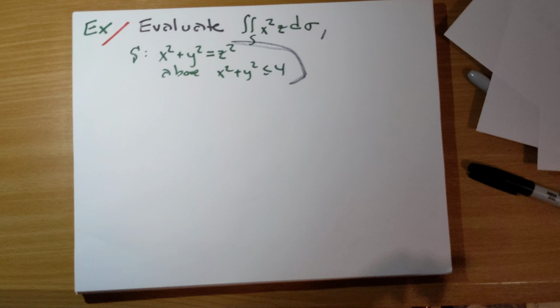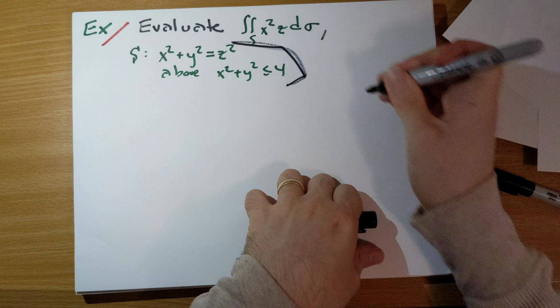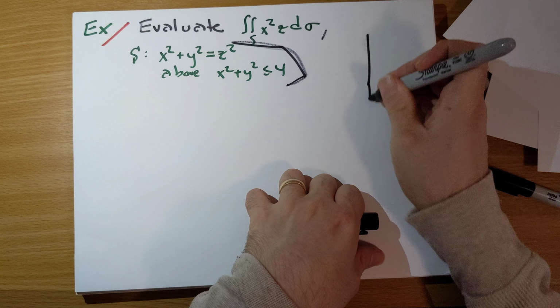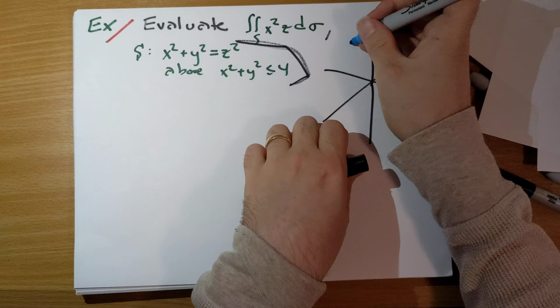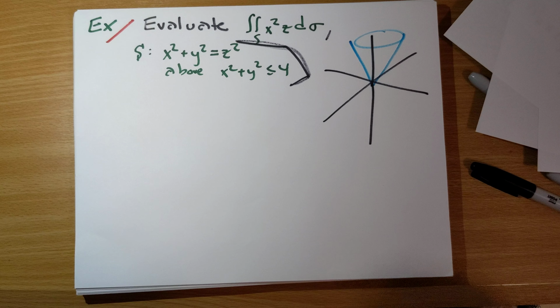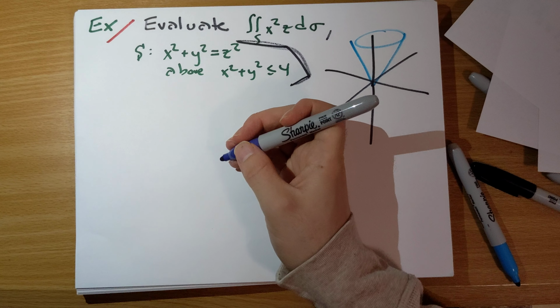So this problem should feel a little bit familiar because we actually found, in the last section's worth of videos, the surface area of this cone here. And as part of finding the surface area of that cone, we had to parameterize it. And so I'm just going to go ahead and write down our parameterization here.